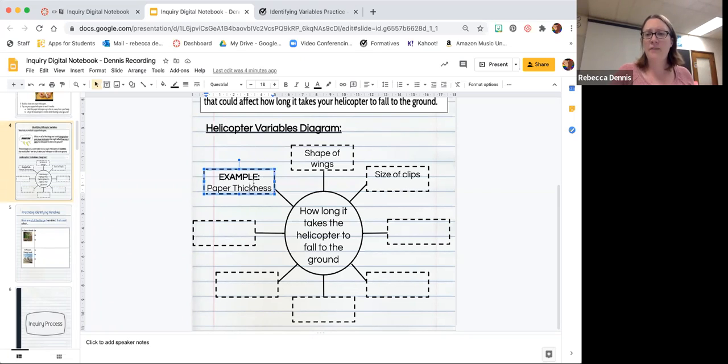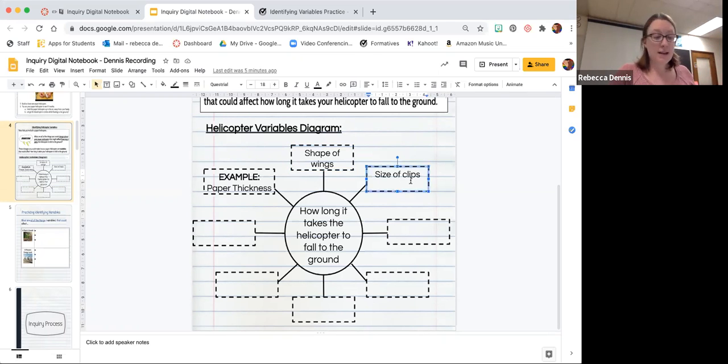So the example I gave you was paper thickness. If you use really thin paper versus really thick paper and then some kind of paper in between like this paper from like a copier paper, it probably will affect how fast it falls. Another thing that could change it, and we don't know for sure because we're going to be able to test all these things, is the shape of the wing. So we could go with a wing that is rounded, a wing that is squared off, a wing that is sort of pointed like a little triangle at the end.